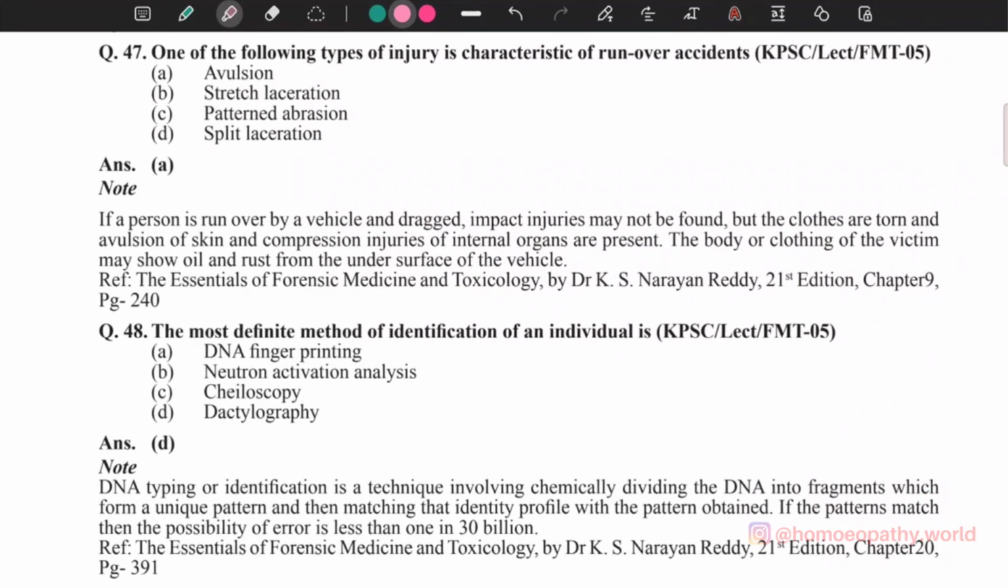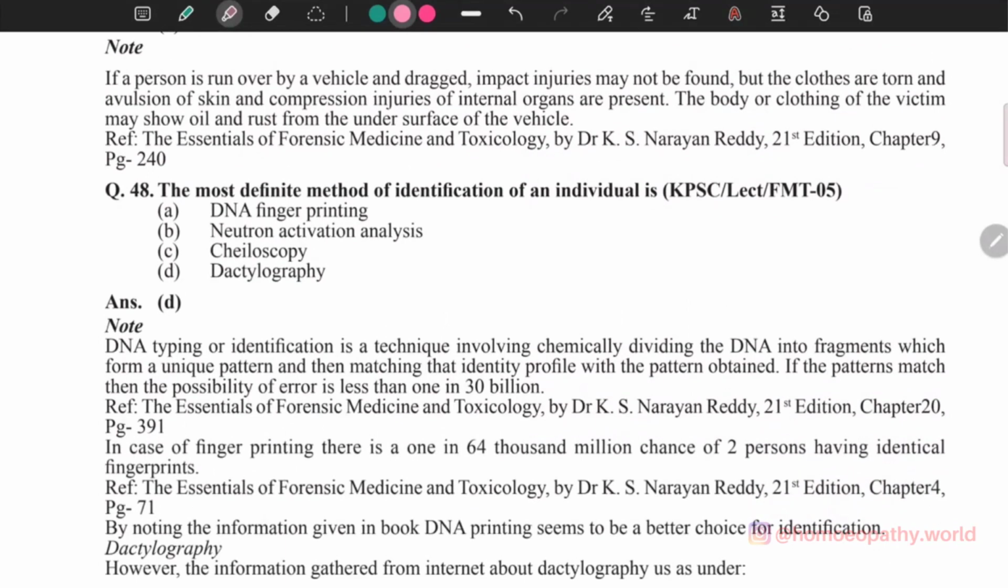Next question. One of the following types of injury is characteristic of run-over accidents. A. Avulsion, B. Stretch lacerations, C. Patterned abrasions, and D. Split lacerations. So the answer is avulsion. Avulsion is common by run-over vehicle as they are dragged, and the impact injury is found similar to avulsion and compression injury.